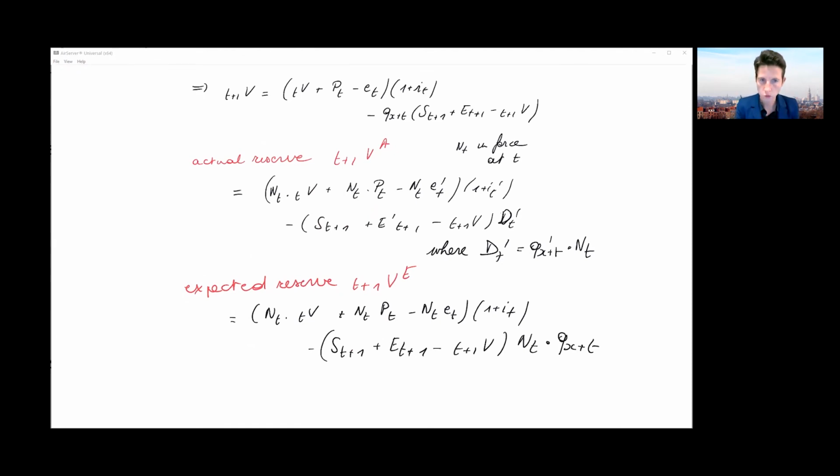I've got the actual reserve, the actual assets that I'm building up from t to t plus 1. And I've got, on the other hand, the expected assets, where everything happens as I assumed in my policy valuation basis. And now, of course, where is the profit or the loss coming from? Well, I simply obtain my profit or my loss between time t and t plus 1 by taking the difference between what I actually realize and what I expect to happen.